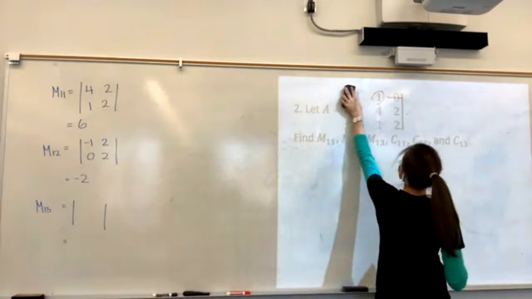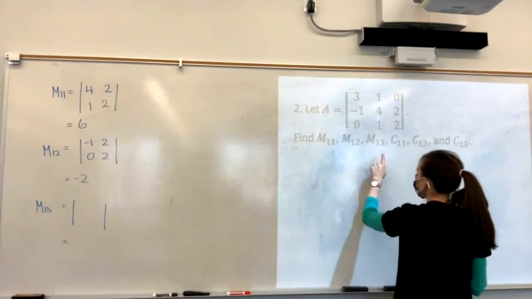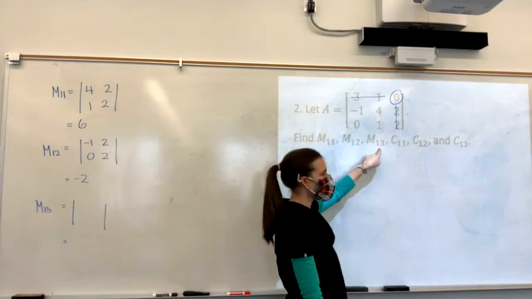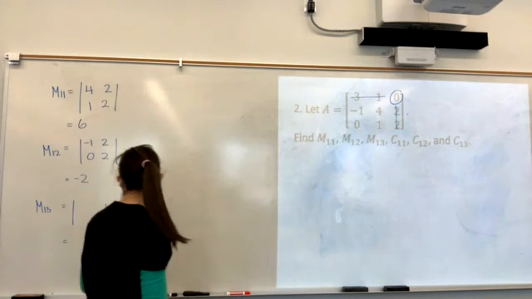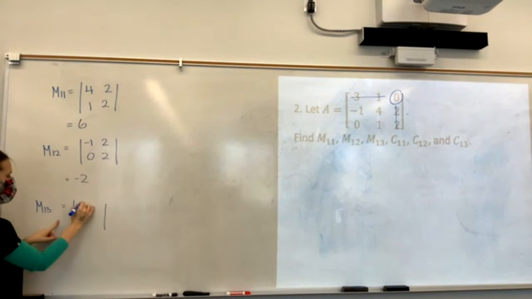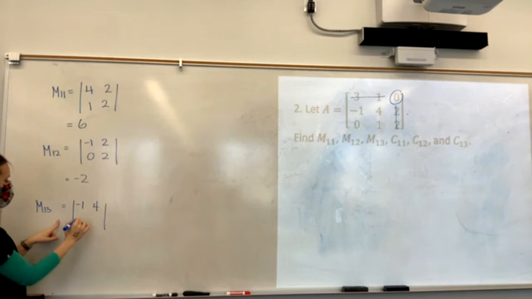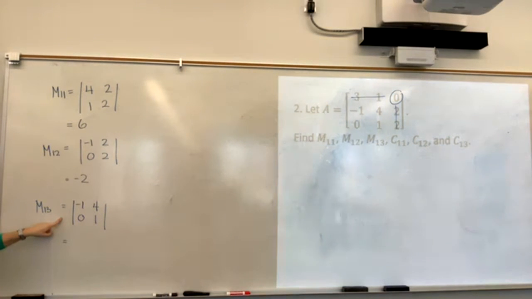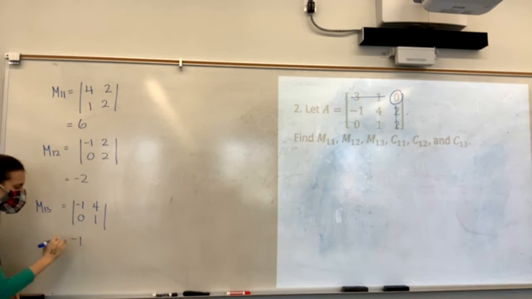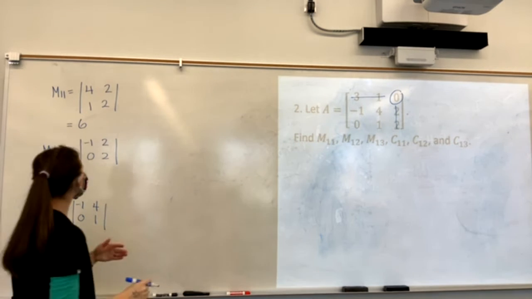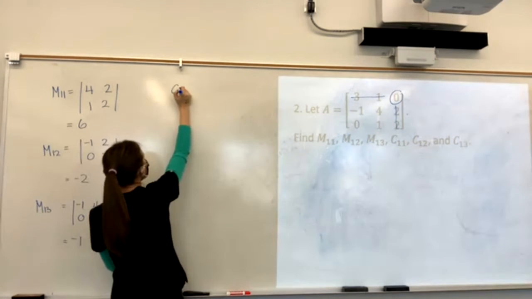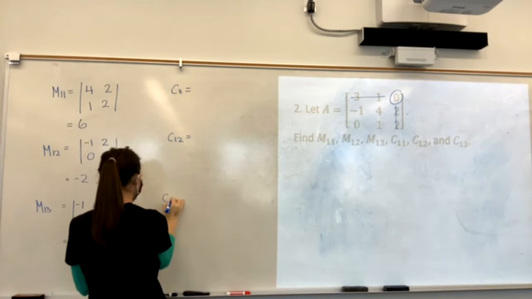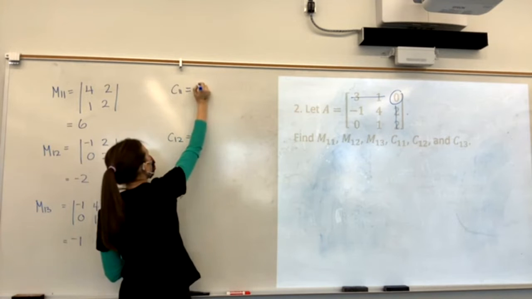Last but not least, M13. So there's my A13, first row, third column. Delete that row and column, take the determinant of what's left, which would be negative 1, 4, 0, 1. And what's that determinant? Negative 1. Cool. All right, so we got all the minors, and that's really the hard part. Now we need the cofactors, C11, C12, C13.